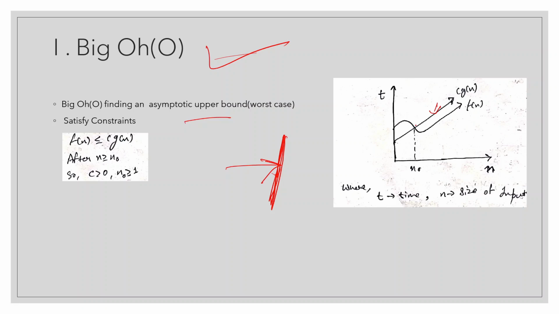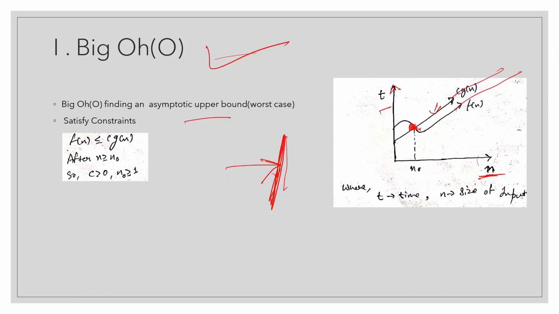After some point, n0 is the point where our function satisfies the big O condition. The big O condition is that it does not go beyond this boundary. After that it keeps going the same way. To understand this, this denotes time and this denotes input size. So let's see the satisfying condition.